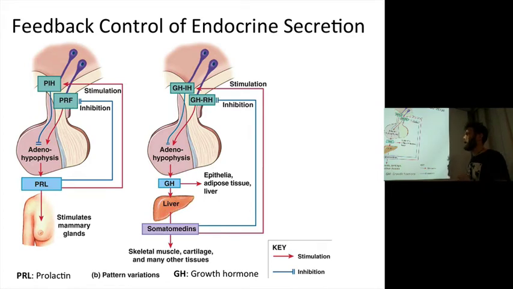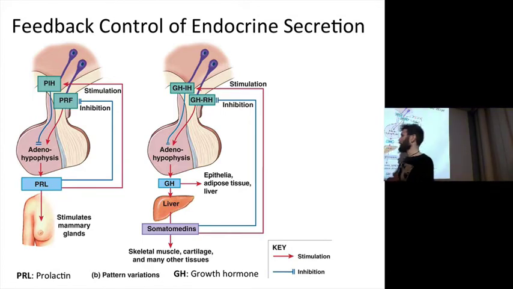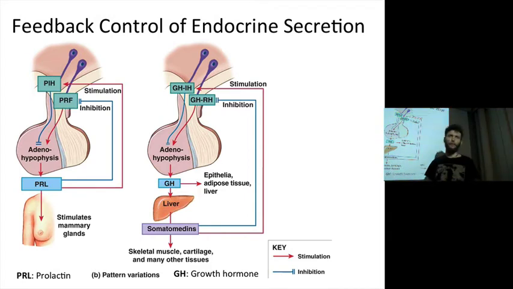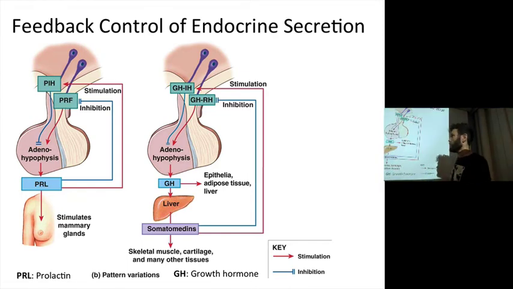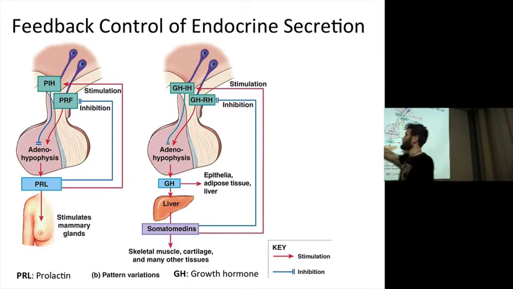One example of an exception to this is the production of prolactin. So prolactin is the hormone that leads to milk letdown in postpartum and lactating mothers. So we're going to have prolactin releasing hormone, or releasing factor, they call it here, that stimulates the production of prolactin. That prolactin stimulates milk letdown.